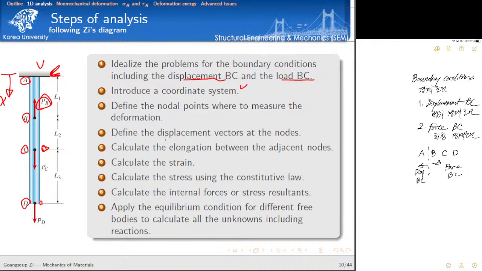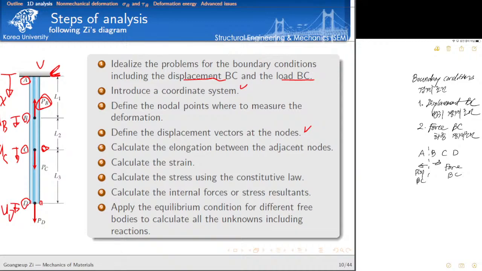And then we need to define the displacement vectors at the nodes. So this one, at step 4, hinges on the choice of coordinate system because the downward direction is positive. That's why UD is downward, UC is also downward, UB is downward, because we didn't calculate them yet. UD, UC, UB. Sorry for this poor writing because I am using my mouse.